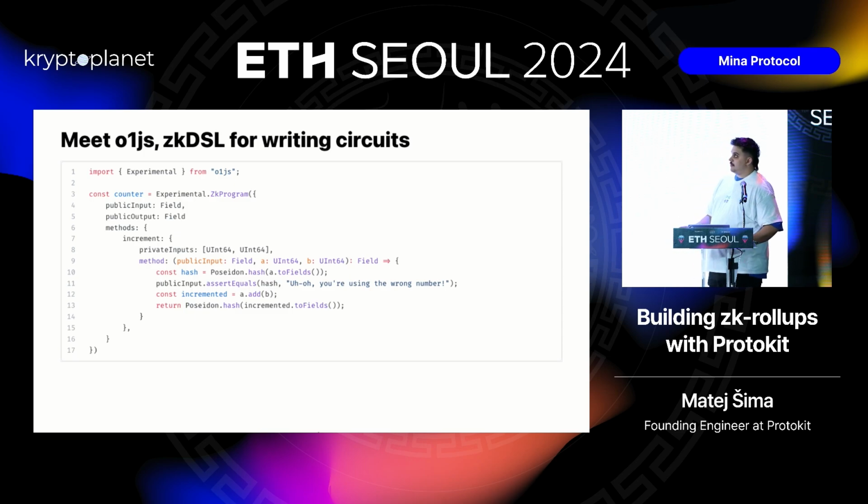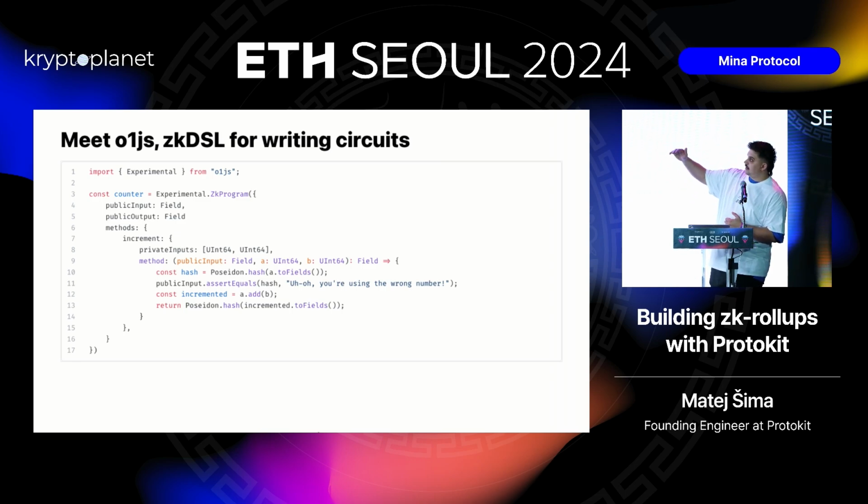Within the Mina ecosystem, we have this really amazing DSL called o1js. We call it a ZK DSL for writing circuits. The program that you see right here is a very simple counter implementation that keeps de facto a private state, and the private state is always a hash of the count where the counter is.